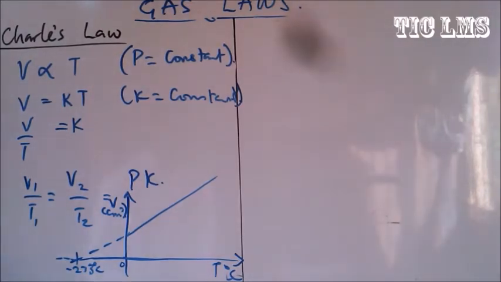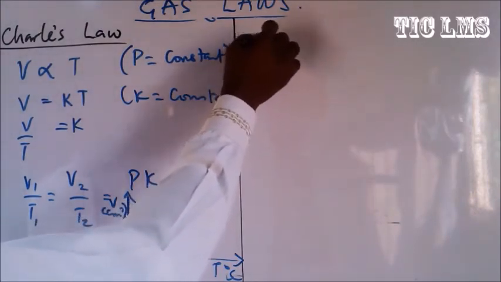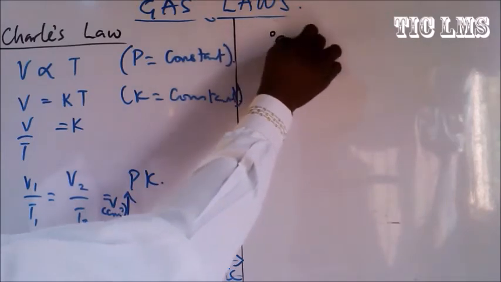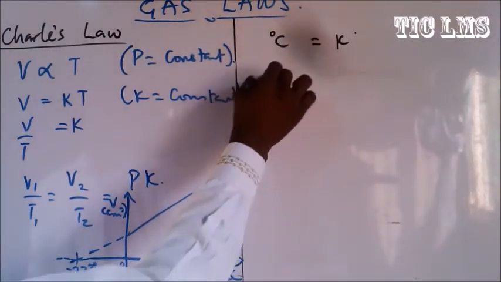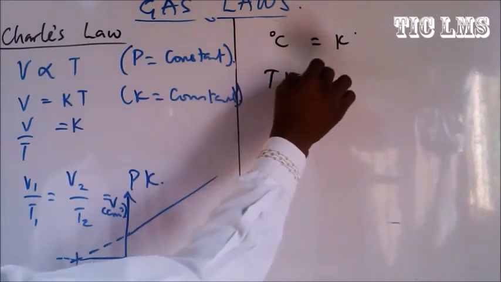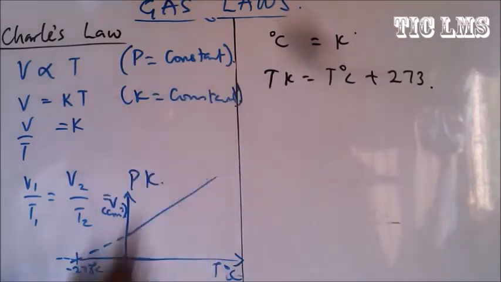And let's also take note that when we are calculating questions that have to do with temperature in gas law, we work based on Kelvin. And we should take note that when we have a temperature in degrees Celsius, it needs to be changed to Kelvin. And how is that done? So our temperature in Kelvin equals our temperature in degrees Celsius plus 273, and that will give us our temperature in Kelvin. And so let's solve questions under Charles' law.